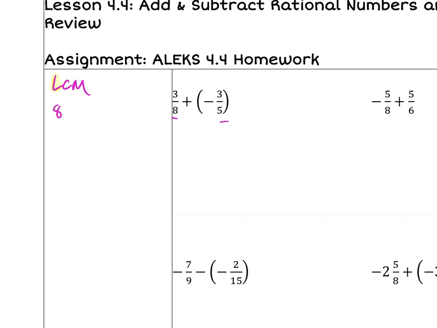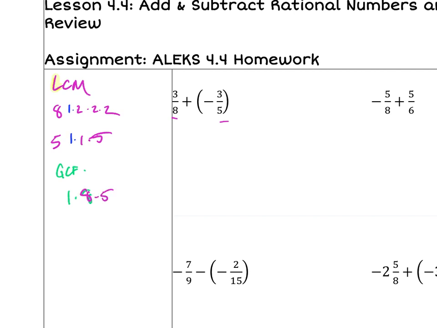If we look at 8 and 5, 8 factors out to be 2 times 2 times 2. 5 is just 1 times 5. What do they have in common? Remember, what we talked about is you're going to take the greatest common factor times whatever's left over. Well, they have nothing in common. These are called relatively prime numbers. The only thing they have in common is a 1. So that means we're going to take 1 times whatever's left over. Everything's left over, so it's going to be 8 times 5.